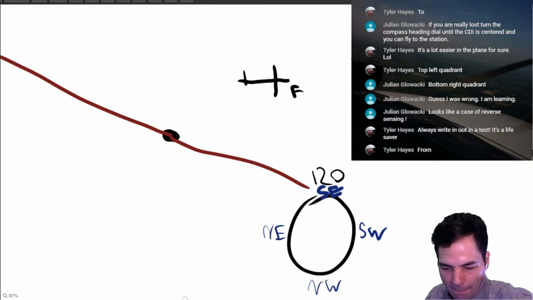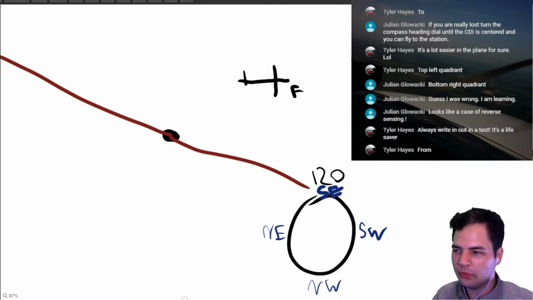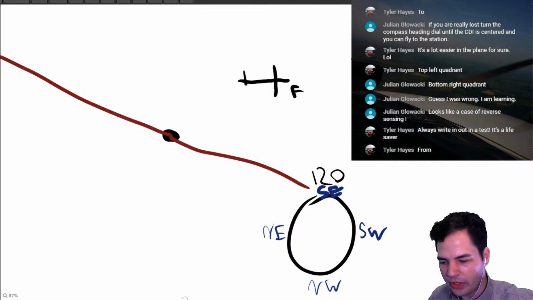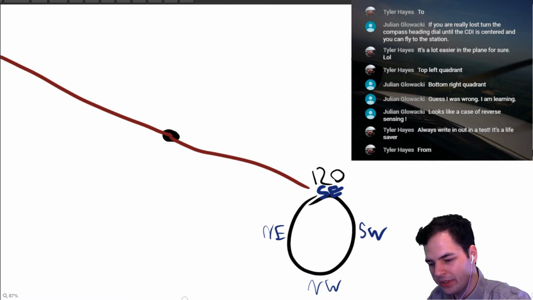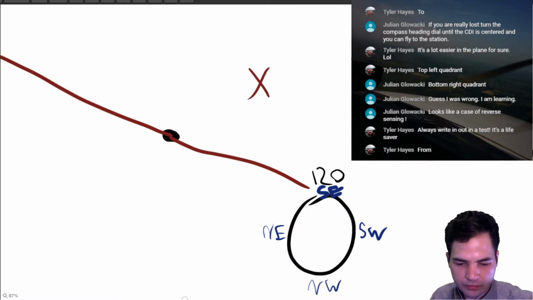Okay, so in this case, 120. Again, forget about where the airplane's pointed. In this case, the airplane's almost pointed at 120, but that could easily confuse you. So when you transfer this from the PC test to your note paper, you're going to just put an X or a dot or something like that. So that's where my airplane is.